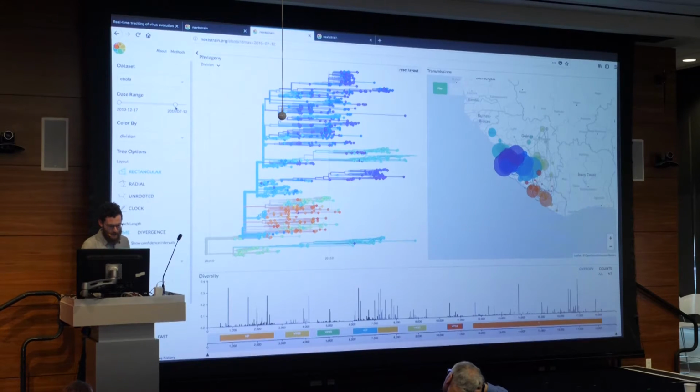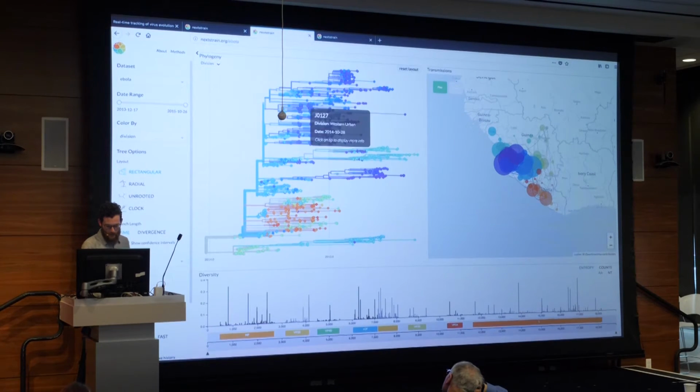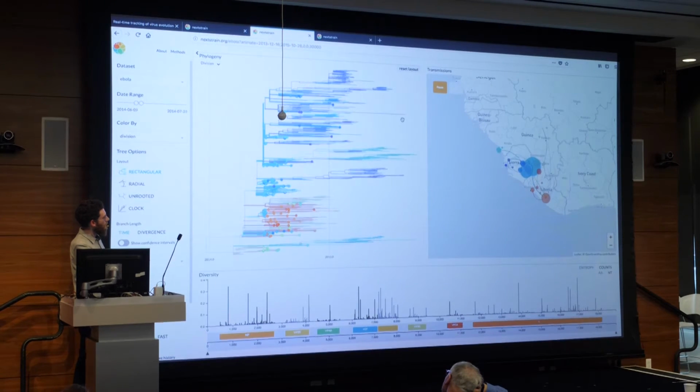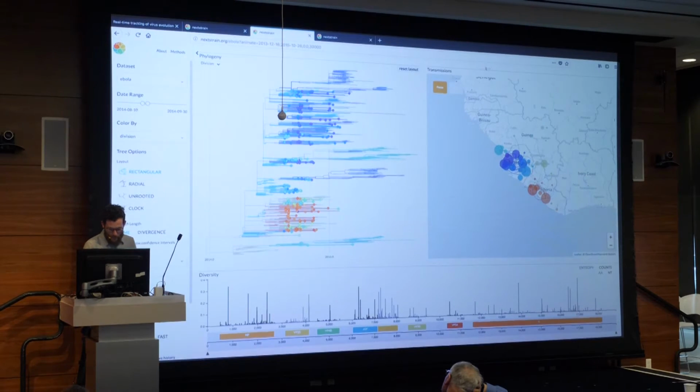We can look at this in a more dynamical fashion by playing this animation, where we just move along time, and as we scroll through the tree, you can see the spread of virus and how it takes off in different areas, making this dynamic visualization of viral spread. I'm going to stop this.